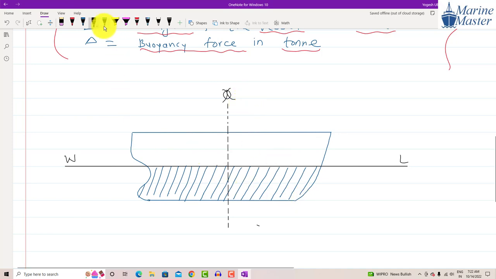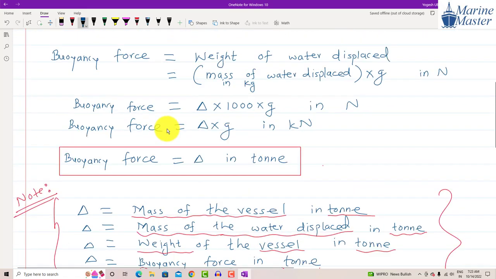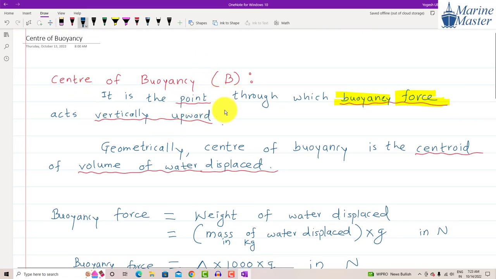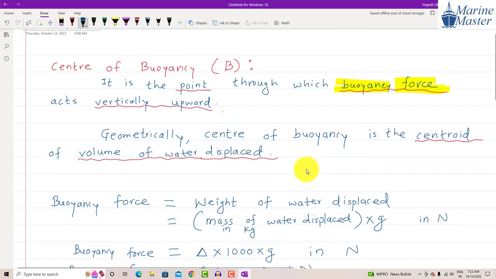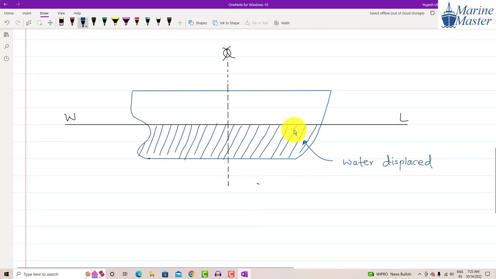Then what does this portion denote? Water displaced, we know already. Now we have seen what is meant by B. B means center of buoyancy, and it is the centroid of the volume of water displaced. This portion that we are showing in hatching, its centroid is nothing but our center of buoyancy.